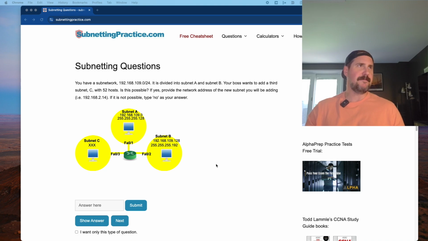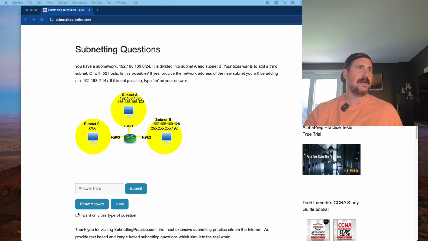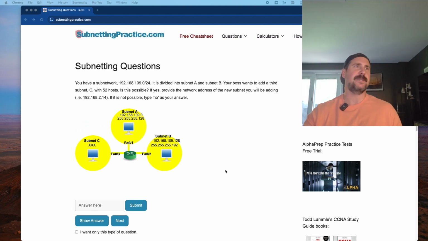It looks interesting. And what I like to do is try to work out an answer. I'll talk through it. If I get it wrong, then I will click this button here. I only want this type of question, and we'll drill that style of question so that we can learn it and make sure we get it right on the actual exam or in real life.